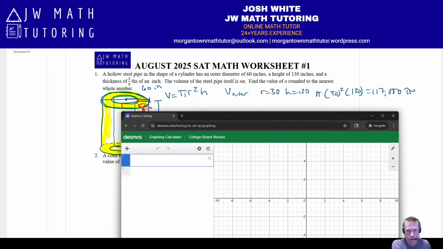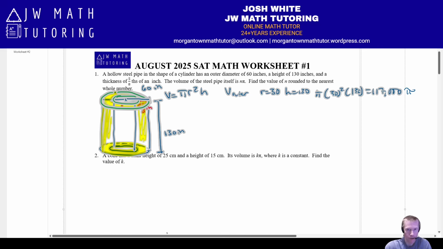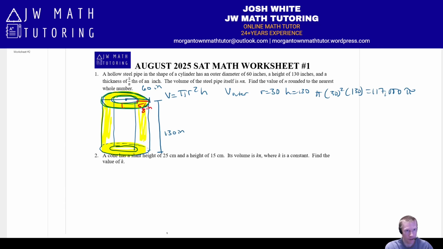In Desmos, 30 squared times 130. Okay, yep, 117,000. All right, so now we can find the volume of the inner cylinder. You do have to find the radius first, though. Height's still going to be the same at 130. So here's the thing. The radius here is basically going to be 30, the radius of the outer, minus 5/8, which is the thickness of the pipe. So 30 minus 5/8 is going to be the radius of the inner cylinder.